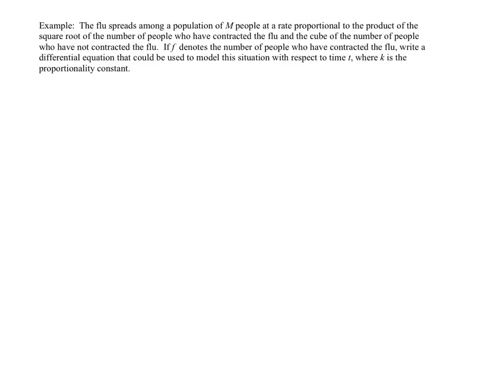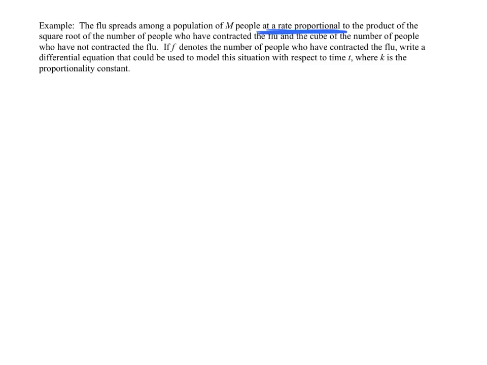Here's a great question that relates our differential equations to a related rate. So, example, the flu spreads among a population of m people at a rate proportional, there's your key word, to the product of the square root of the number of people who had contracted the flu and the cube of the number of people who have not contracted the flu. If F denotes the number of people who have contracted the flu, write a differential equation that could be used to model the situation with respect to time, where K is the proportionality constant. It sounds a lot tougher than it is.